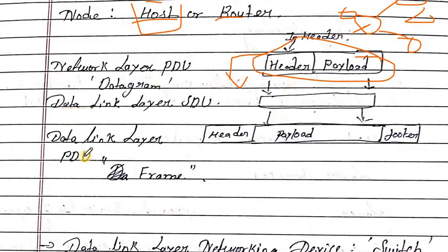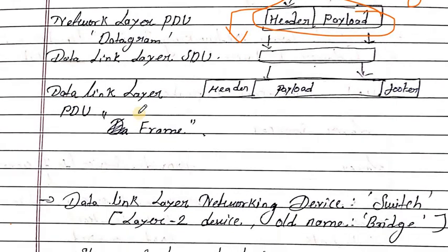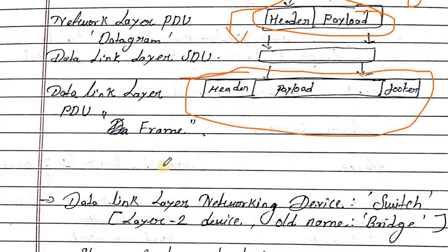Now the data link layer has packets. The data link layer's packets are called frames. This is the packet structure of the data link layer. It contains a header, the data link layer adds some footer, and there is a payload in between the header and footer.